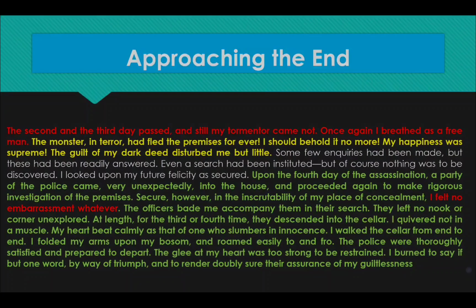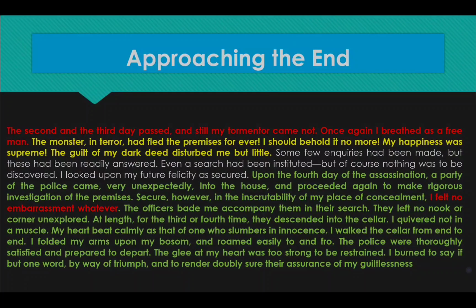The narrative of the police search for the corpse and his psyche then shows how the narrator is really unshaken, so he never tried to show his crime to the authority, which is a matter of not attempting to show remorse, and a change in his future vile and devilish crimes to come. "Upon the 4th day of the assassination, a party of the police came very unexpectedly into the house and proceeded again to make rigorous investigation of the premises. Secure, however, in the insecurability of my place of concealment, now the officers made me accompany them up to the end of the paragraph. So he shows no sign of remorse, okay, and a violent, devilish style of thinking.